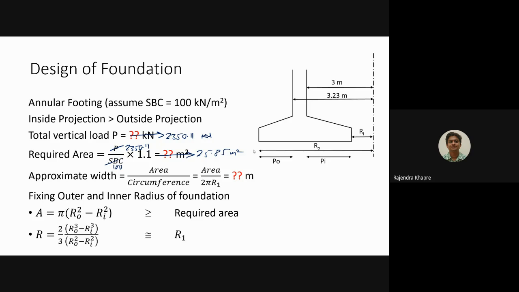The area calculation of the foundation is very simple. You just have to calculate the area which is coming outside minus the area of the inside. If you refer to this figure, this is your central axis. From here to here is your R outer, and here to here is your R inner. So pi R outer square minus pi R inner square is going to give you the area of the foundation. Whatever value you choose of R outer and R inner, the area you get should be greater than the required area, which is 25.85.